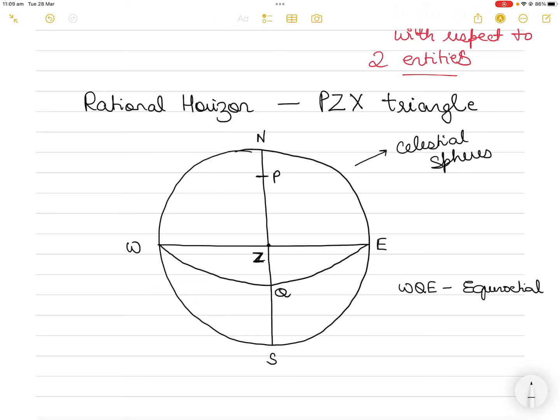And by putting the observer north of the equator, I am trying to show that the observer is in north latitude. I'll also show you what happens when it's in south latitude. Alright. So NP equals ZQ always. And this equals the latitude of the observer.